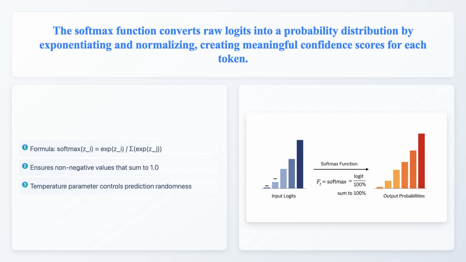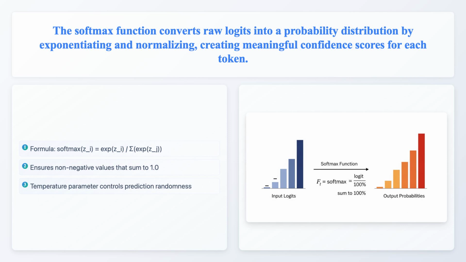Let's understand what this function does. The exponential function exp converts all logits to positive values. Even negative logits become small positive numbers. This ensures all probabilities are non-negative. The division by the sum of all exponentials normalizes the values so they sum to exactly 1.0, creating a valid probability distribution. Importantly, softmax preserves the relative ordering of logits while creating meaningful probability gaps.